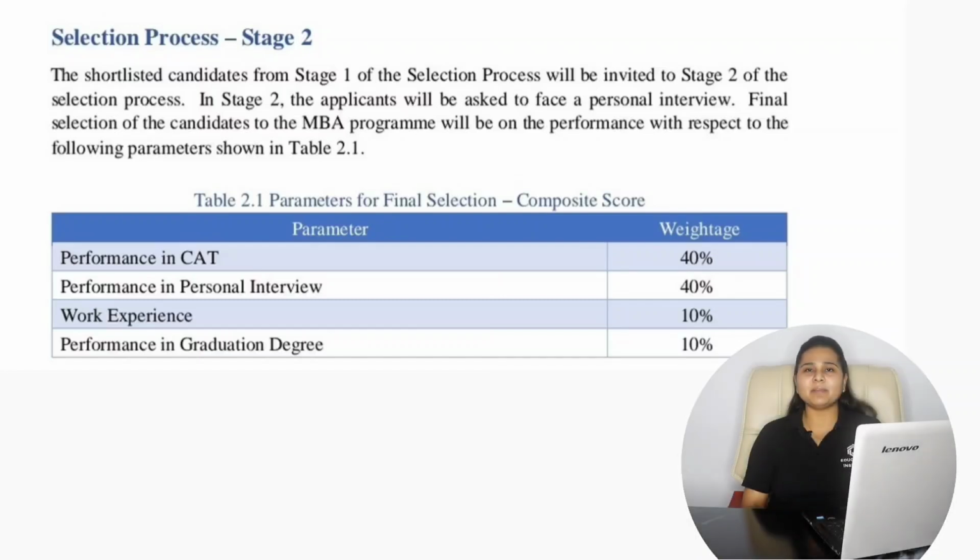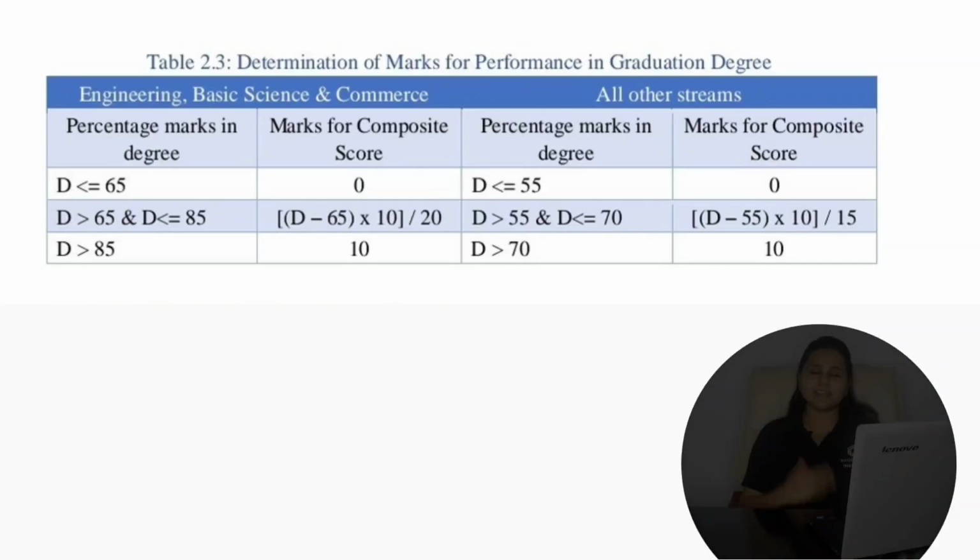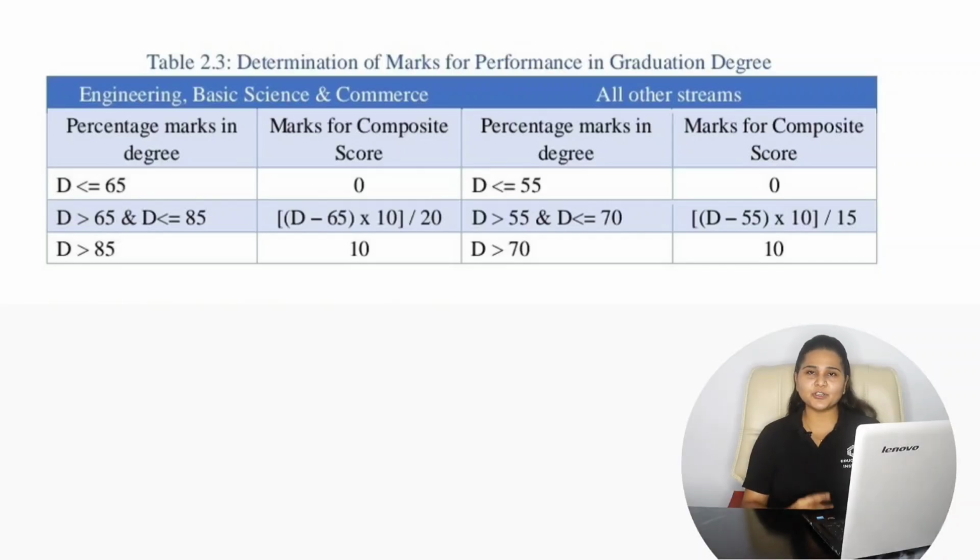Here again, there is an application rating score on the basis of the range of months of work experience you have. If your work experience ranges between 12 and 24 months, there is a 10 application rating score. If it ranges between 24 and 48 months, you can use this formula to calculate your application rating score for the work experience. In a similar way, there is an application rating score for your graduation. If you are above 85, there is a 10 application rating score for engineering, basic science and commerce students, and for all other streams, if it is above 70, there is a 10 application rating score.